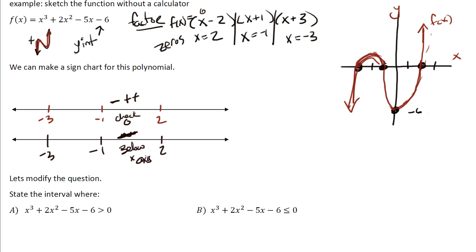So let's check -2. I'm going to plug it in. Negative is -4. That's negative. I don't care about the number itself. I just need positive, negative. -2 and +1 is a negative. -2 and +3 is a positive. And if I multiply these, negative, positive means positive, and that's above the x-axis, just like we have in our drawing.